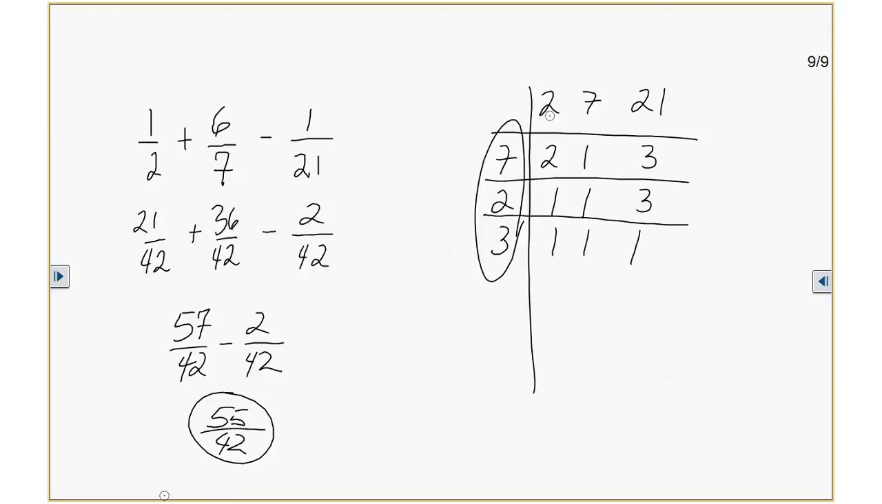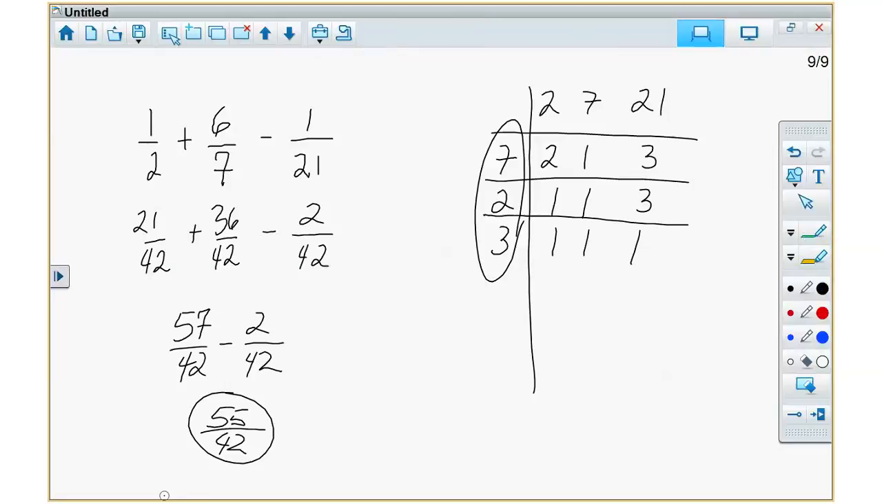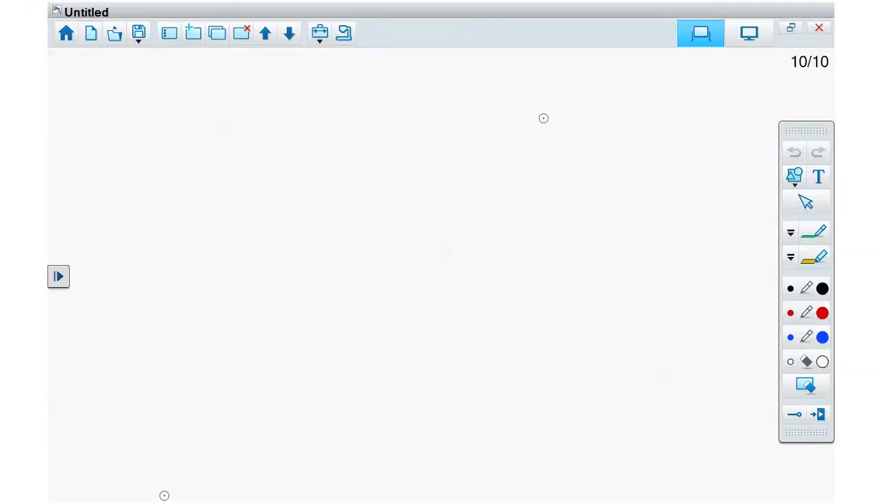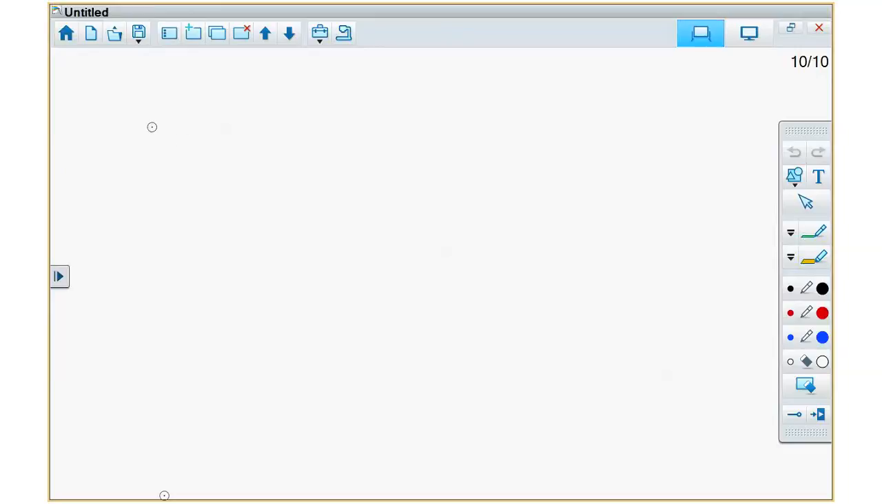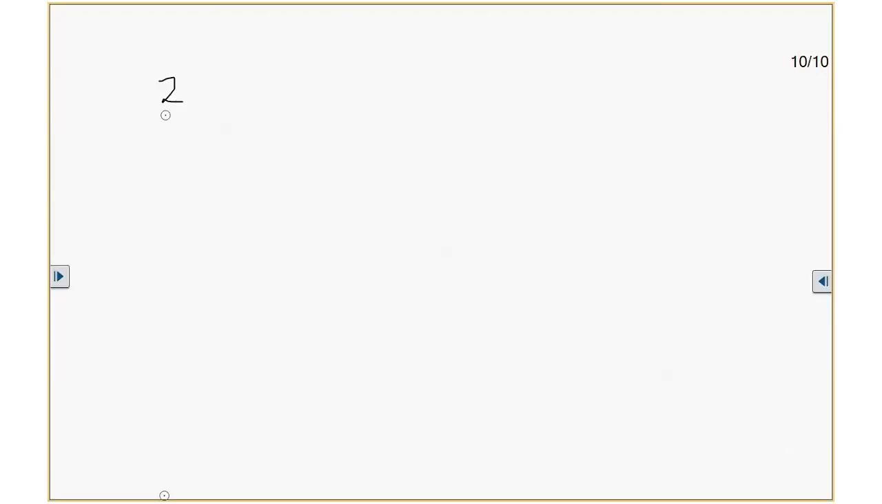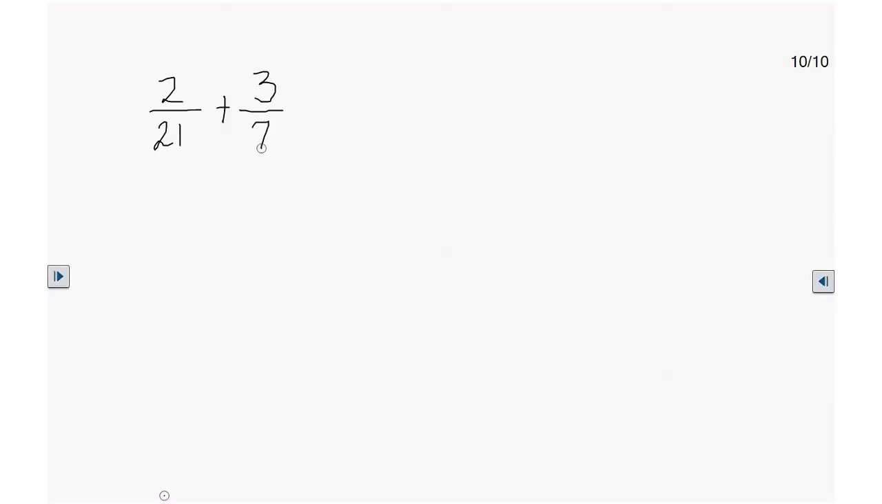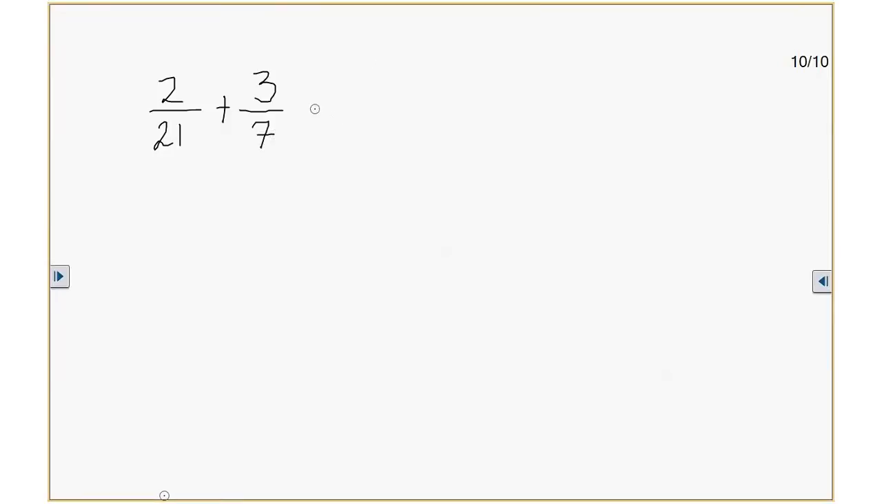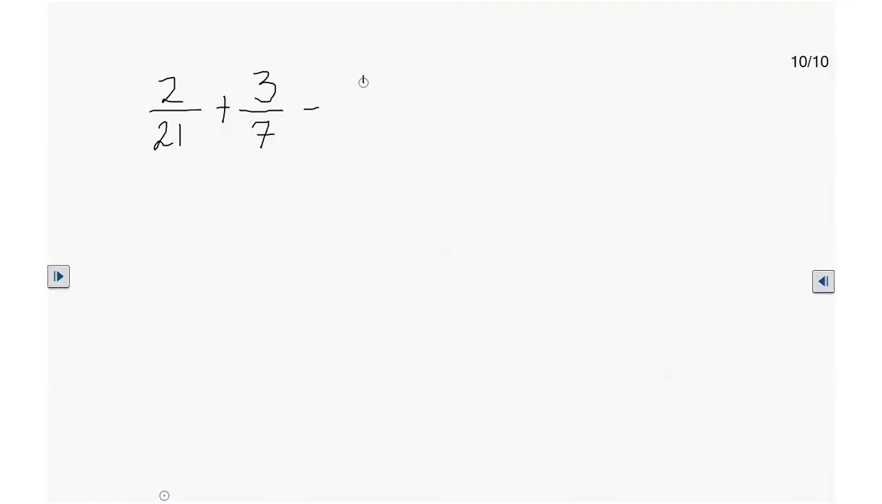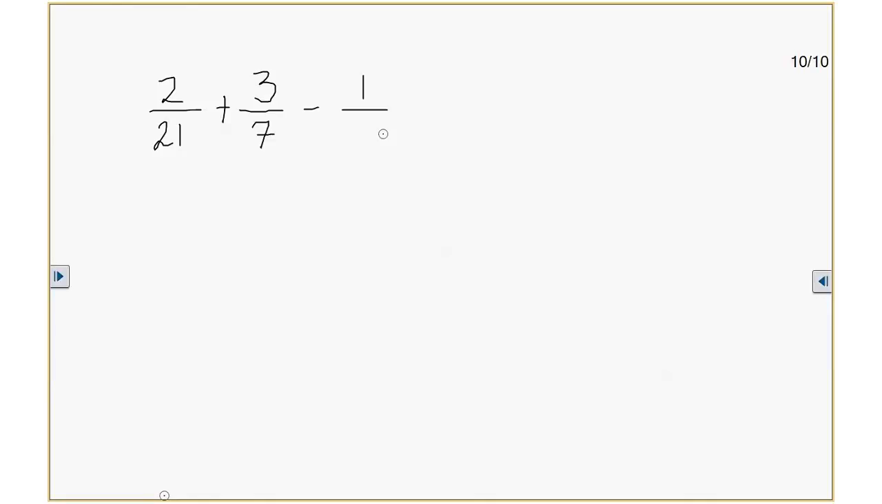We're going to do another one after everybody gets through writing. Let's go with 2 over 21 plus 3 over 7 minus 1 over 12.